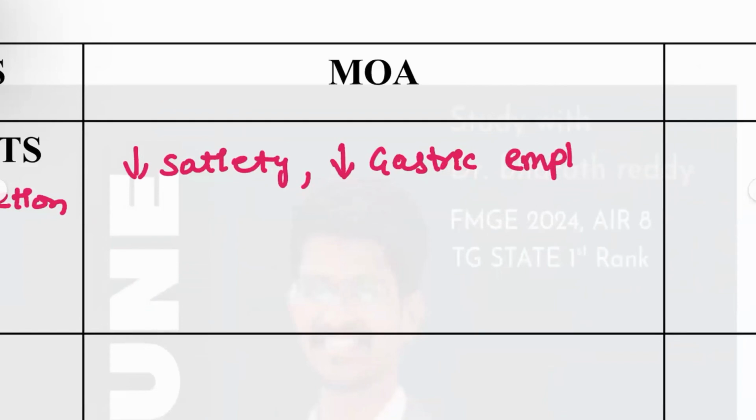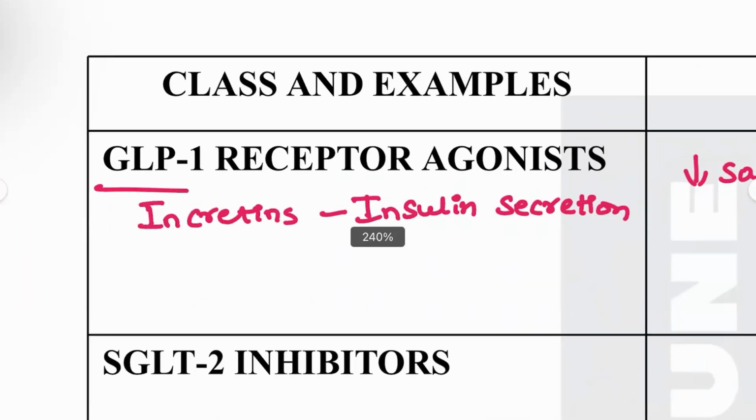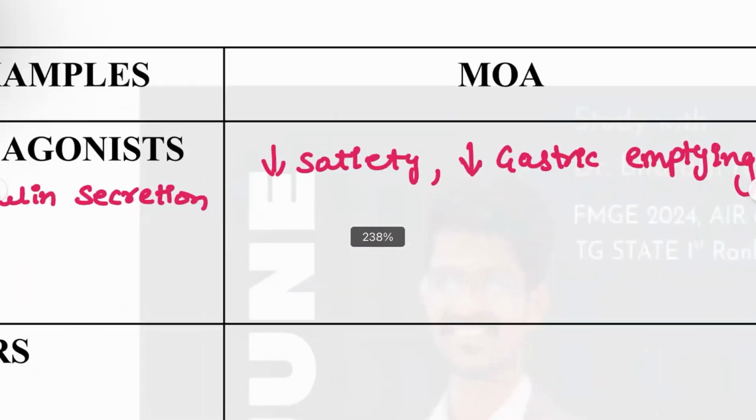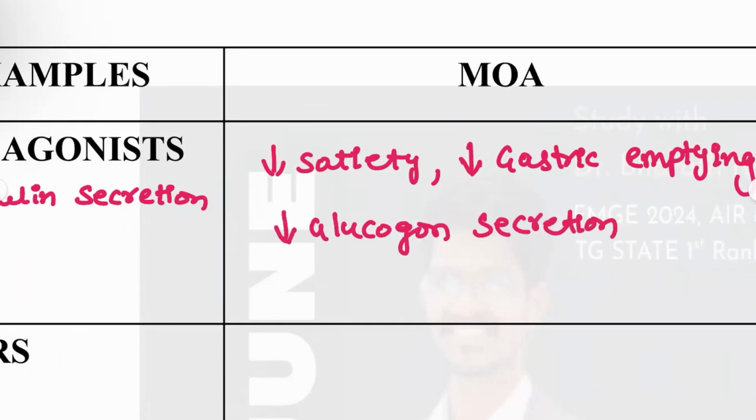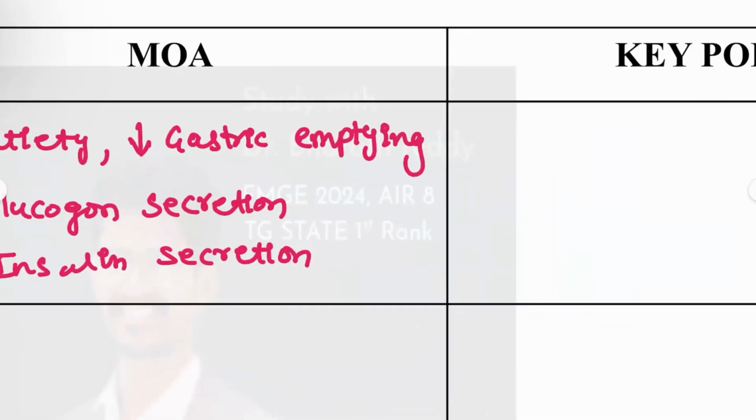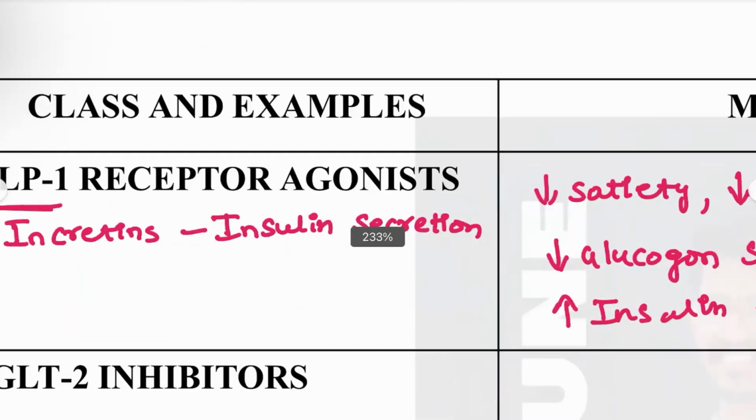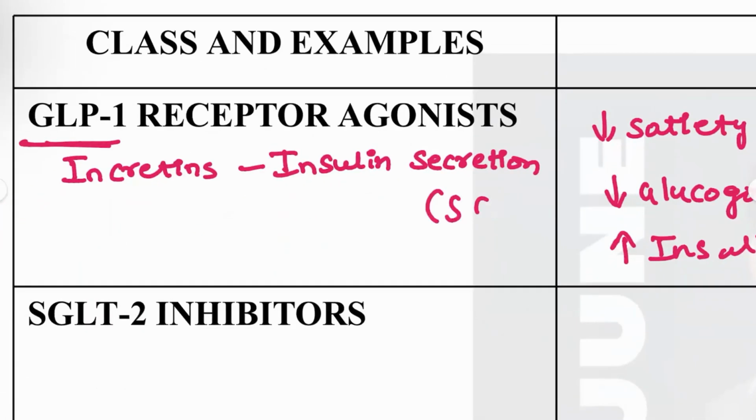These drugs, and the name itself tells us, GLP: glucagon-like peptide 1. So this will decrease the glucagon secretion and increase the insulin secretion in the body. Thus these drugs are very widely used and very beneficial to the patients. The one thing that should be taken note of is that these are given by the subcutaneous route.